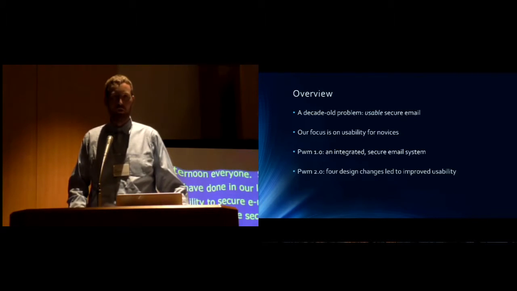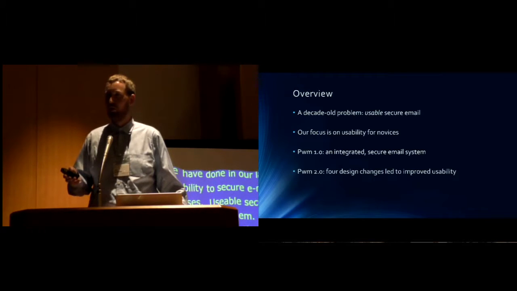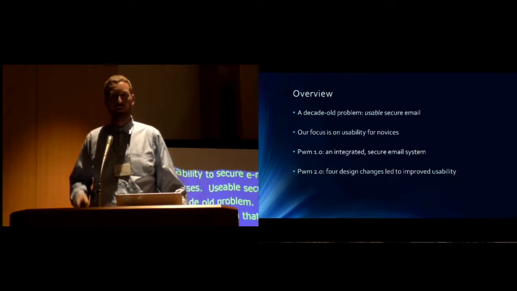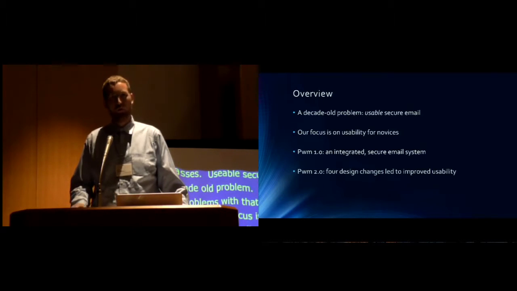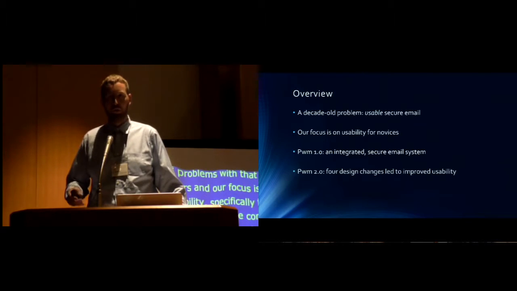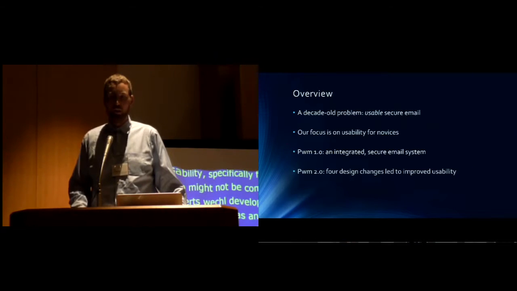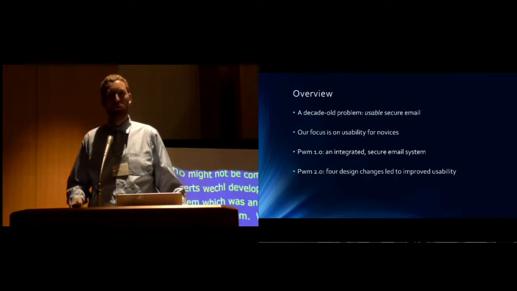And so to that end, we developed the POEM 1.0 system, which was an integrated secure messaging system, and we had some great success with that. We got really strong task completion rates, but there were a few lingering problems we wanted to address. And so in this 2.0 system, we applied 4 main user interface revisions to increase usability, and the end result was the most usable system for secure email that we have seen so far.